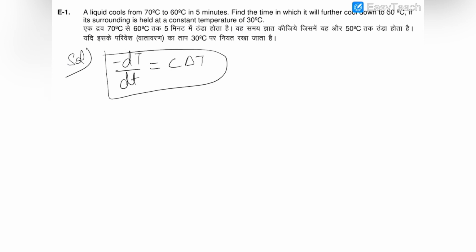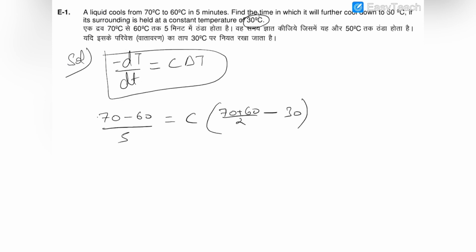So we know that the body is cooling from 70 to 60, so we are neglecting this negative sign. So we are using 70 minus 60 divided by 5, which is the time, and that is equal to C, and this is the temperature of body minus temperature of surrounding. So for the temperature of body, we have to take the average value, (70 plus 60)/2, minus the temperature of surrounding, which is 30.